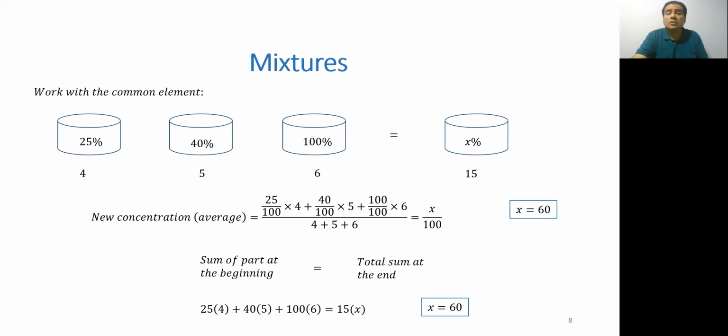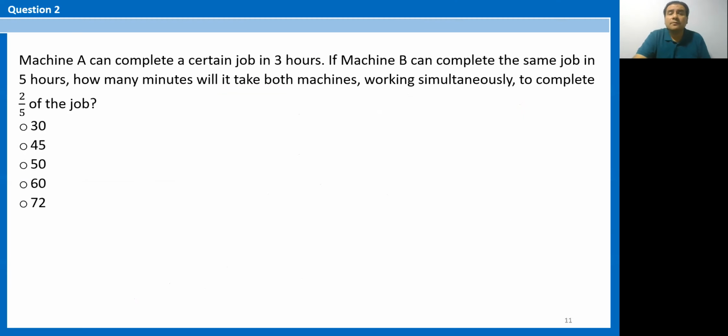Let's now continue with a few more examples for work. Machine A can complete a certain job in 3 hours, that's question 2.